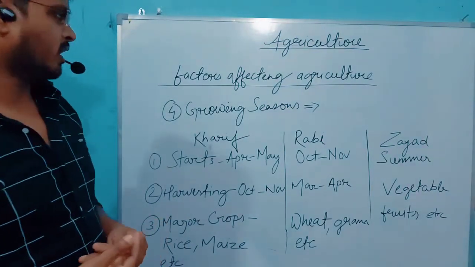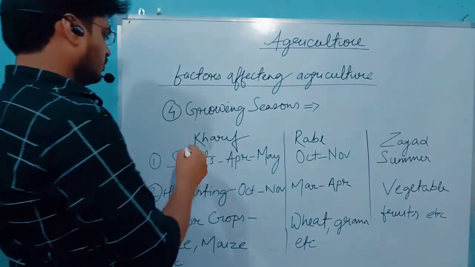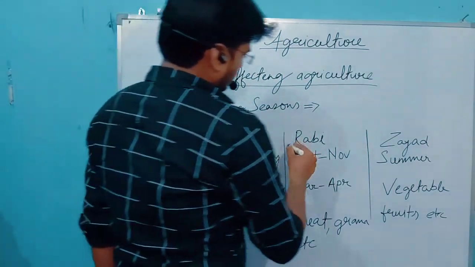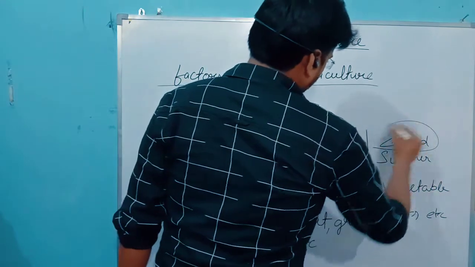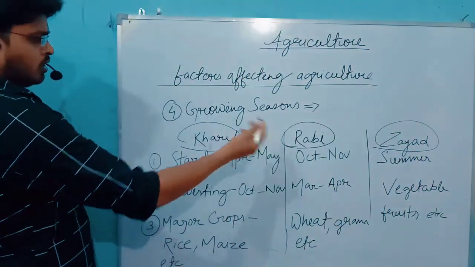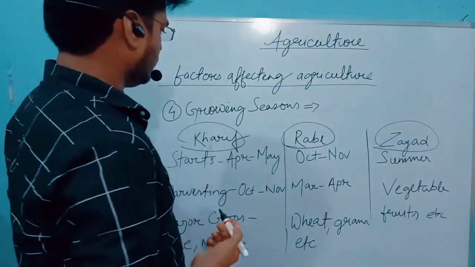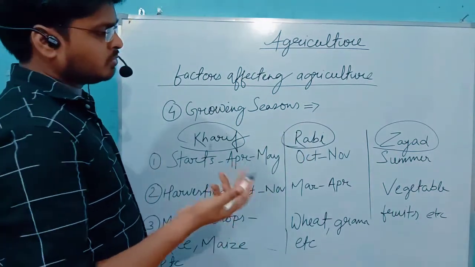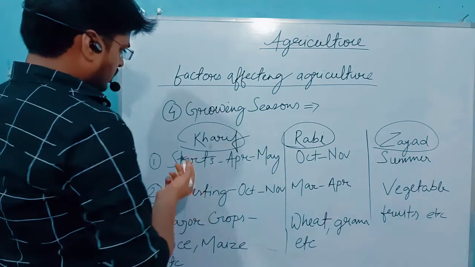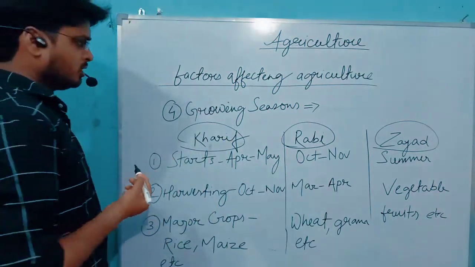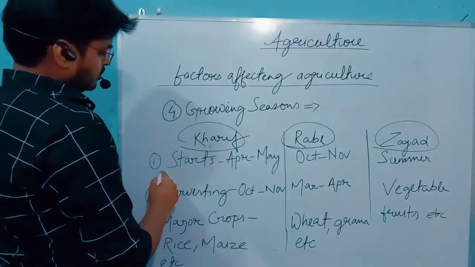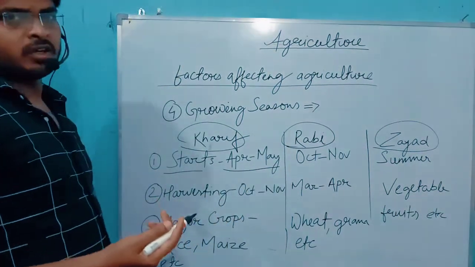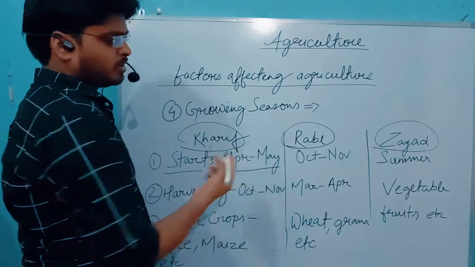So we will talk about India. In India, three types of cropping patterns, three types of growing seasons, are there. One is Kharif, one is Rabi, and one is Zaid. Mainly these two, Rabi and Kharif, are very important. Zaid crop is mostly in the summer months, in which vegetables and fruits etc. are grown. So let's talk about the Kharif season. The Kharif season starts from April to May, so the ground is prepared during April and May.